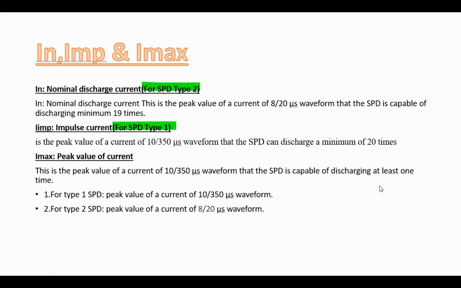Type 2 has a waveform of 8/20. If it hits the system, the SPD should suppress the surge at least 20 times during its life cycle. And the same goes for SPD Type 1, which has the waveform of 10/350 microseconds. It means that the SPD should suppress this waveform hitting the system 20 times during its whole life cycle.